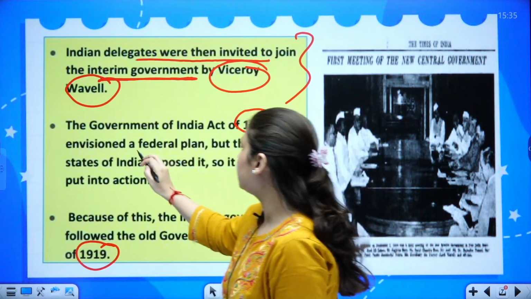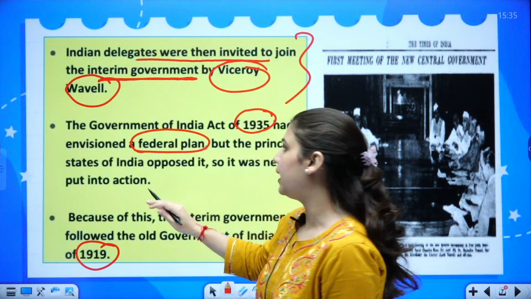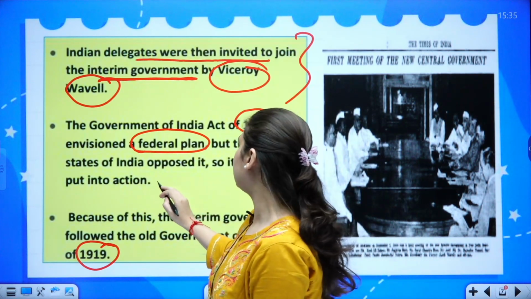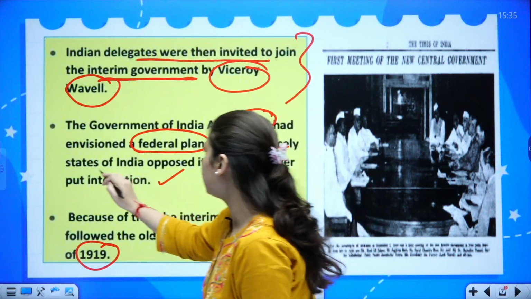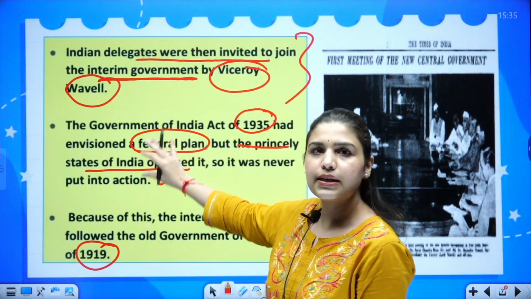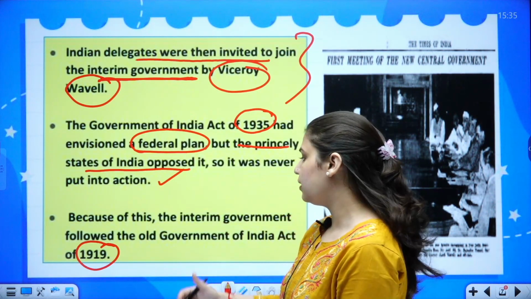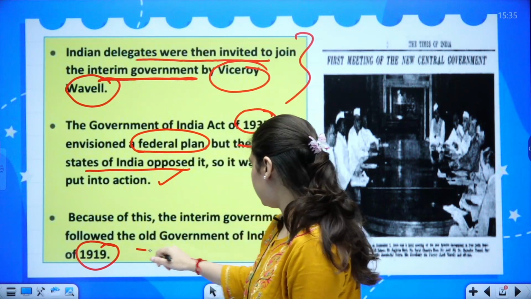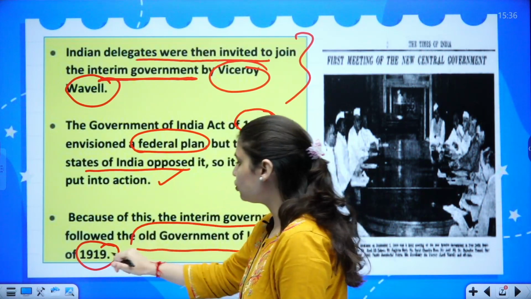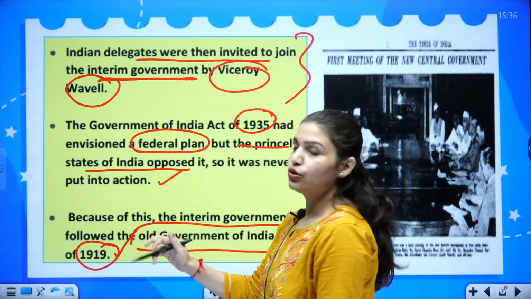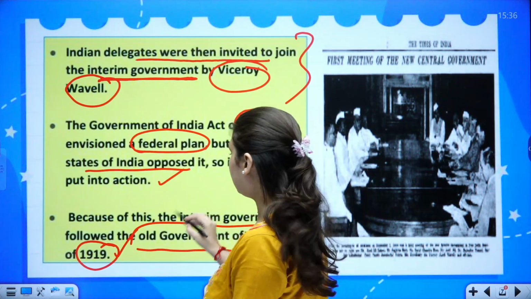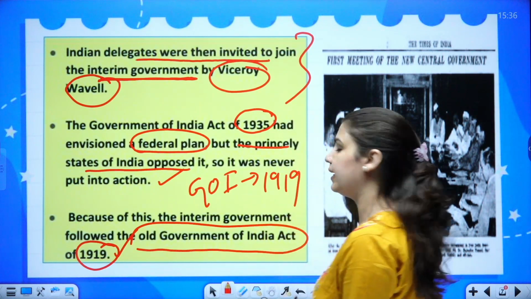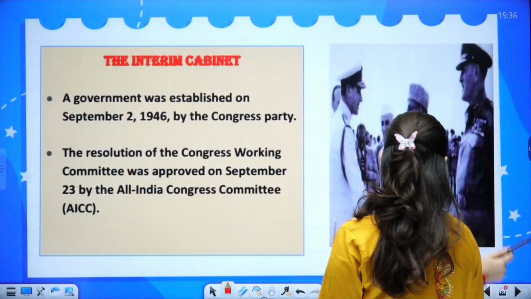But it envisioned a federal plan, which never came into existence, the reason being that it was opposed by the princely states. The princely states opposed this Government of India Act of 1935, and this is the reason why the interim government functioned on the Government of India Act of 1919. So this is important to remember, that the interim government functioned according to the Government of India Act of 1919.